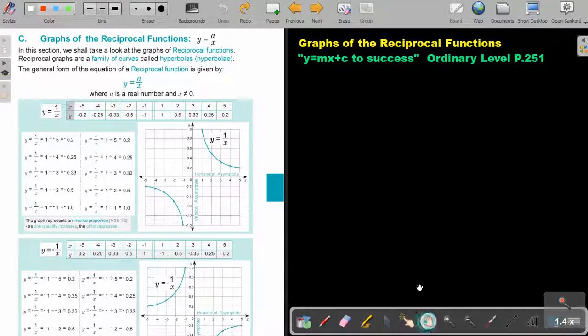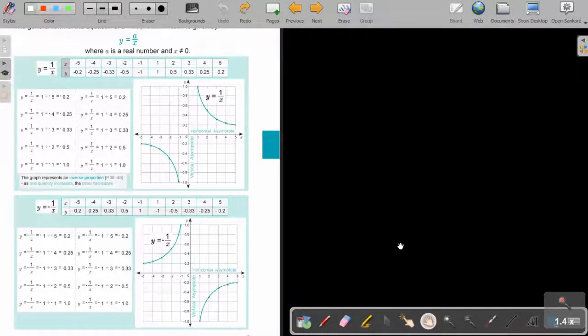And if it's negative, how does it look? Say, for example, the value in front is negative. Instead of being in the first and the third quadrant, it will be in the second and the fourth. And again, you cannot go over the y-axis.